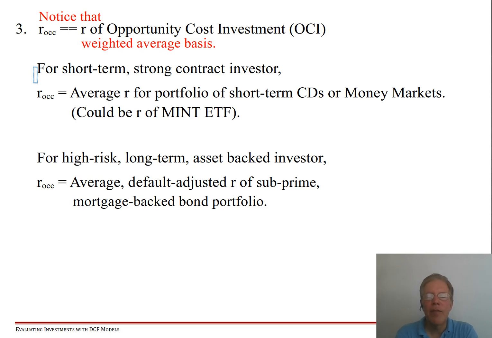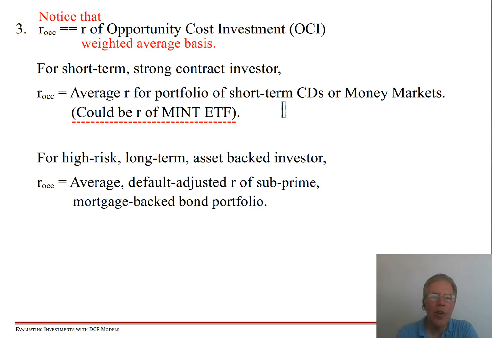Okay, if she constructed her own portfolio of short-term CDs and money markets to be her opportunity cost investment portfolio, it would just be the weighted average interest rate of that portfolio. But guess what? Again, here comes laziness kicking into the fore. There is that Mint ETF out there, and the forward interest rate of that Mint ETF is published every day, so we can just look that up, and that's beautiful. That's what I would do.